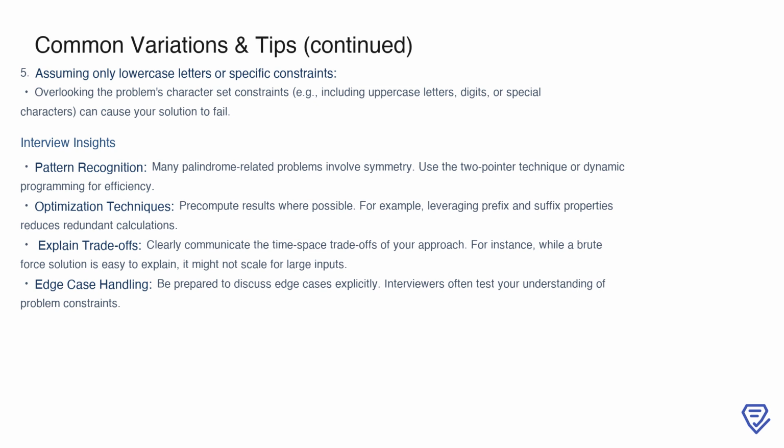Now, in terms of interview strategy, recognizing patterns is key. Many palindrome problems, including this one, rely on symmetry, so techniques like the two-pointer approach or dynamic programming can be highly effective. Additionally, optimization is crucial. Pre-computing results or leveraging prefix and suffix properties can significantly reduce redundant calculations. When discussing your solution, make sure to explain the trade-offs clearly. For instance, while brute force might be simple to implement, it's not scalable for larger inputs.